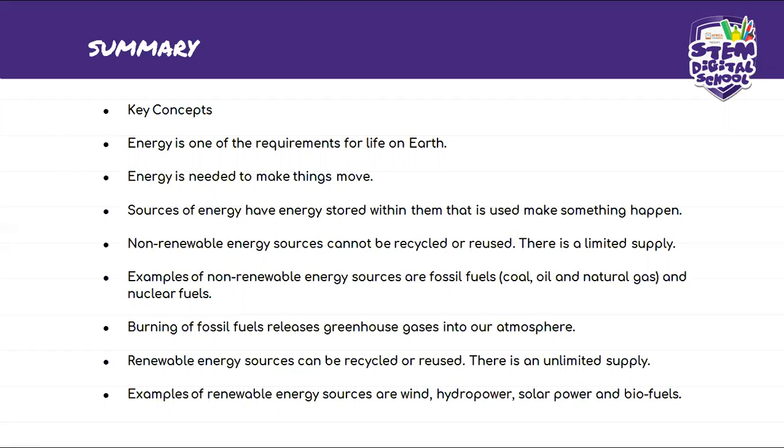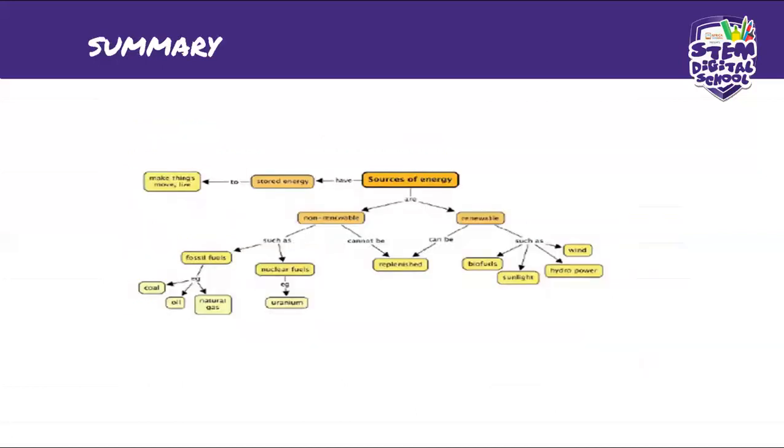Renewable energy sources can also be recycled or reused. There is a time limit for all this. But when we are talking about non-renewable, then it means there is a time limit. But when we are talking of renewable energy, then it means time limit is not affected by anything, it's unlimited. Now, examples of renewable energy sources are the wind we were talking about previously. We talk of the hydropower, and then we also talk about solar power, then wind, and then what? Biofuels.